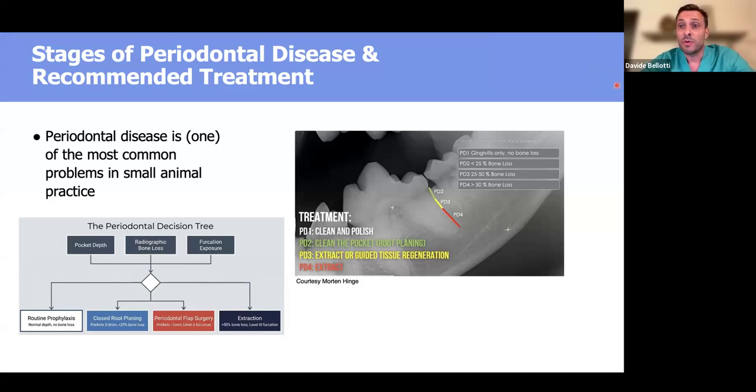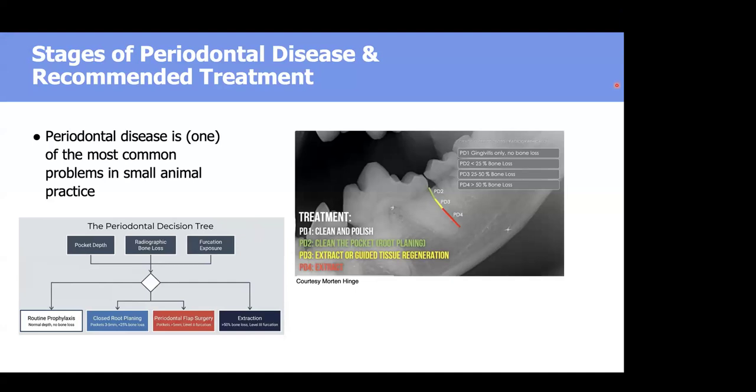So why do we stage periodontal disease? Because for every stage there's a different treatment. We start with the first stage, gingivitis. We have no bone loss, normal depth, and what we do is clean and polish: supragingival cleaning and, most important, subgingival cleaning. We have then stage 2 periodontal disease, where we have pockets from 3 to 5 or 6 millimeters and up to 25% of bone loss. And here the suggested treatment is to clean the pocket, so a root planing.